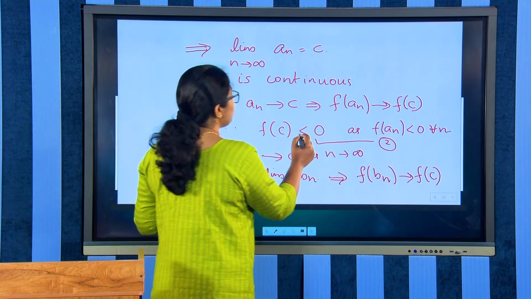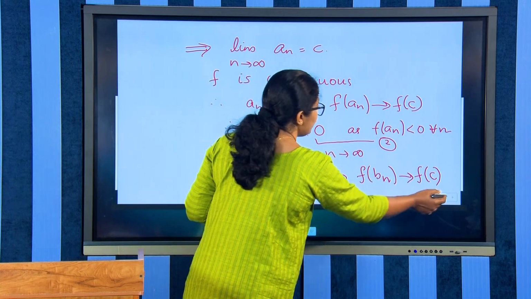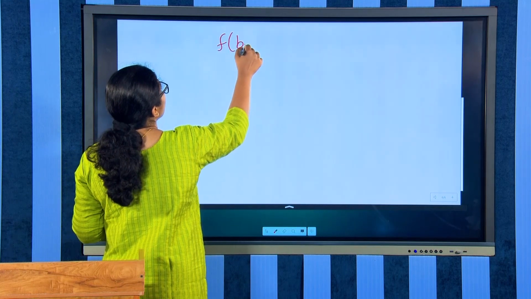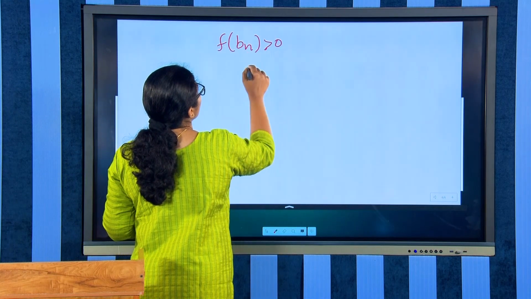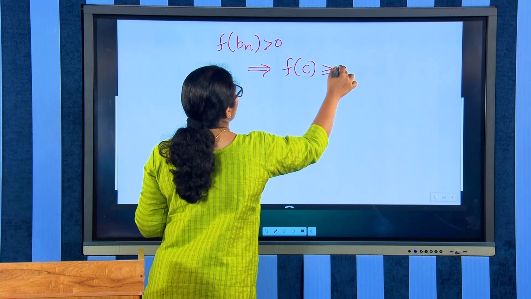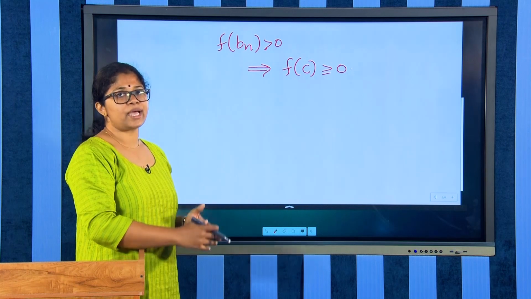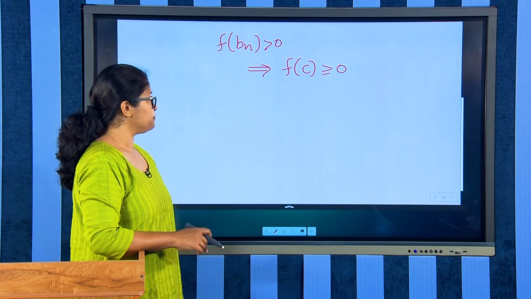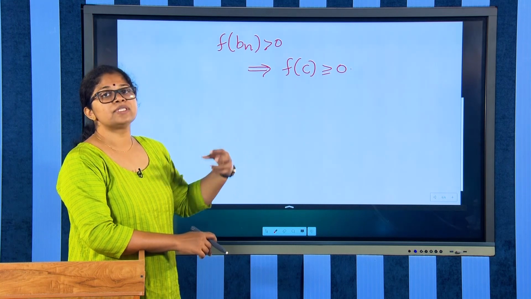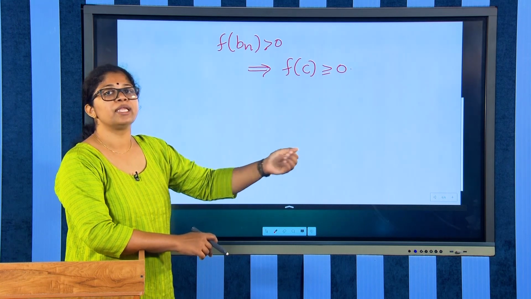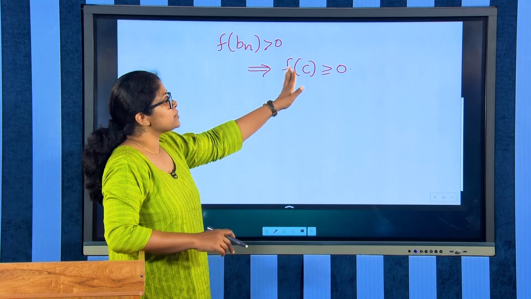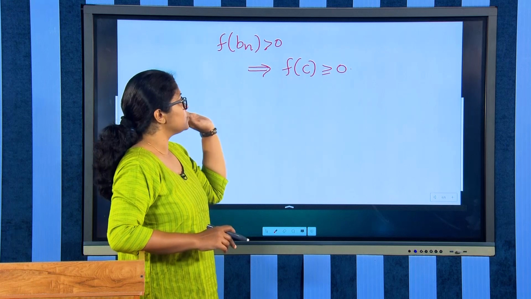So f of C should be less than or equal to 0, we can write, and because f of Bn is greater than 0, f of C should be greater than or equal to 0, because the limit can be 0 as well. For example, if we have 1 by n as the sequence, we have seen that each 1 by n is positive but the limit is 0. So f of Bn greater than 0 indicates that f of C should be greater than or equal to 0.